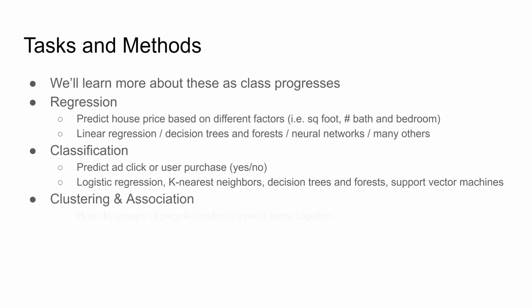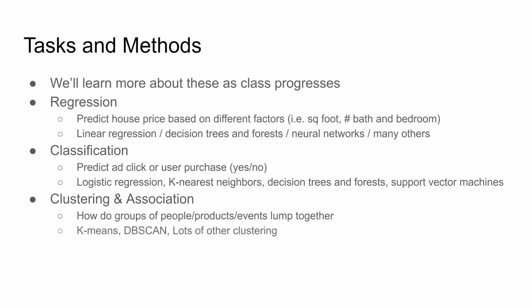So you have groups of people out there, or groups of products or events, and how do they lump together? Do you see these clusters and associations forming, what's underlying that, and what do those clusters then do? Some of the methods there, for example, are k-means and density-based scanning, a couple of examples. And there are tons and tons of clustering algorithms.